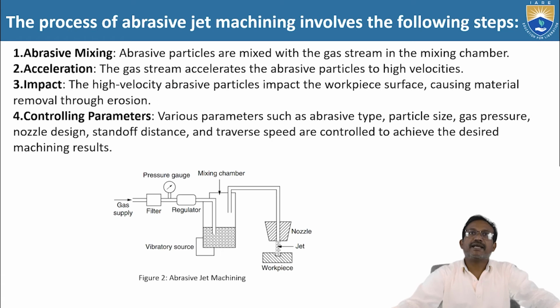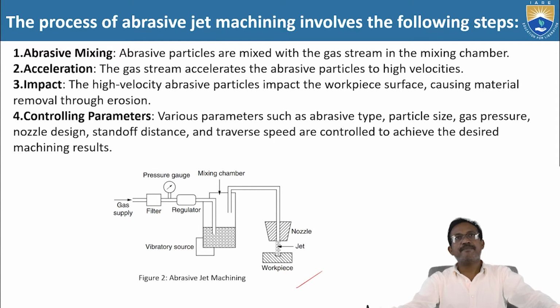The process of abrasive jet machining involves the following steps. First one, abrasive mixing. Second one, acceleration. Third one, impact. Fourth one, controlling parameters. From figure 2, we can understand the process of abrasive jet machining. First, abrasive mixing: abrasive particles are mixed with the gas stream in the mixing chamber.